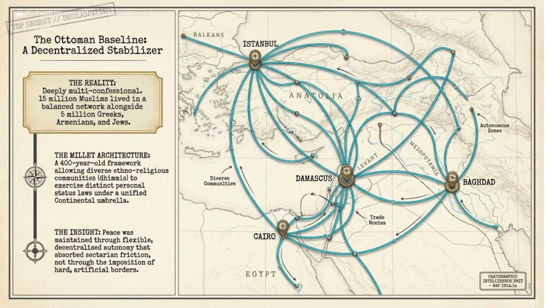The Ottoman Empire served as a decentralized stabilizer for 15 million Muslims, Greeks, Armenians, and Jews. The millet architecture, a 400-year-old framework, allowed diverse ethno-religious communities to exercise personal laws under a unified umbrella. Peace was maintained through flexible, decentralized autonomy, not artificial borders.